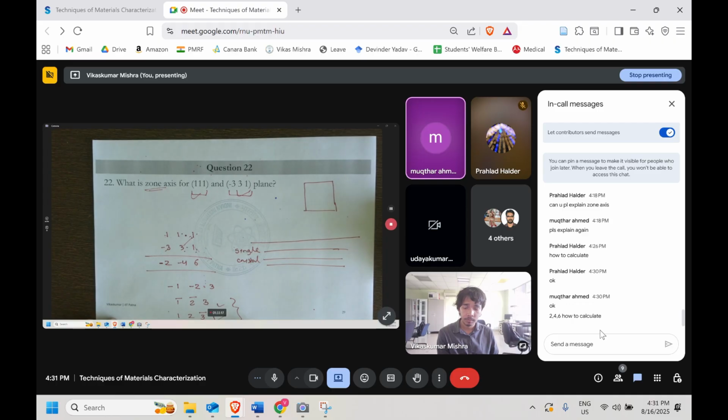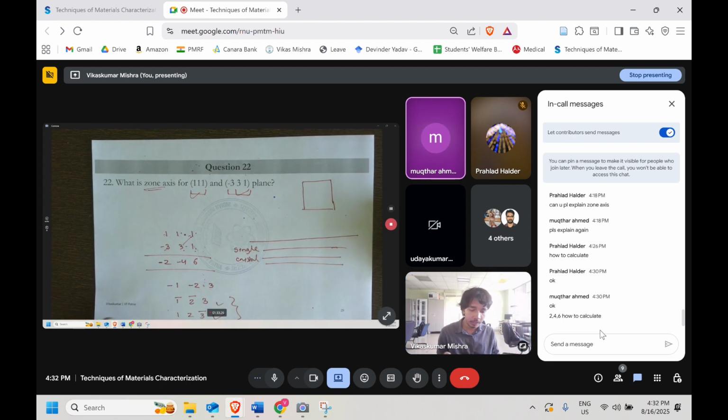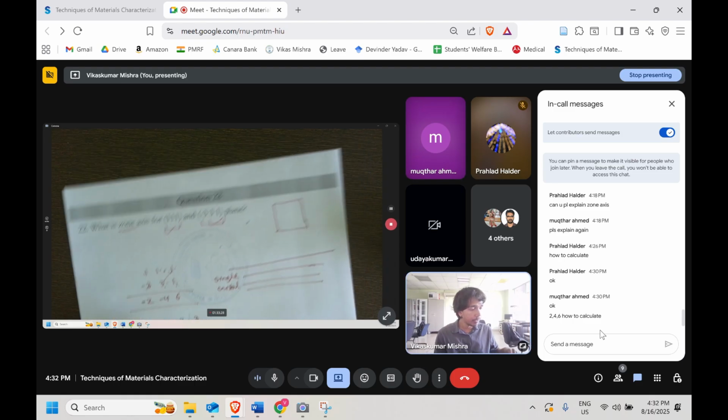Example 1, minus 3, minus 2, that I understood. Then this 4, how did it come? And the 6 and 5, I don't know how. Okay, I'll tell you. Let's have a discussion on that.